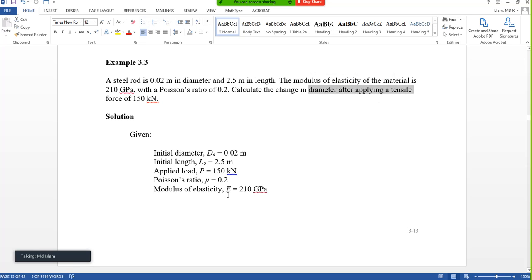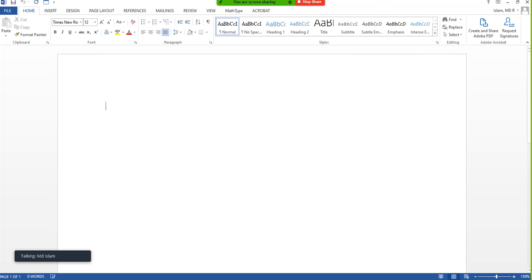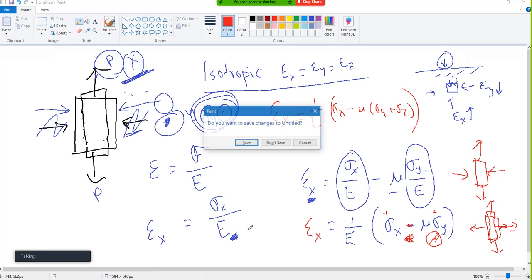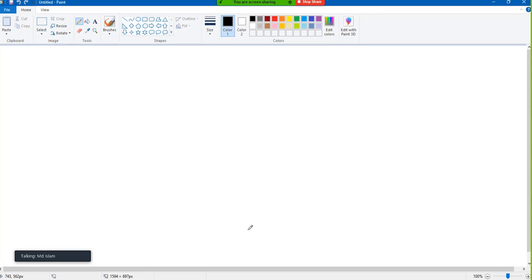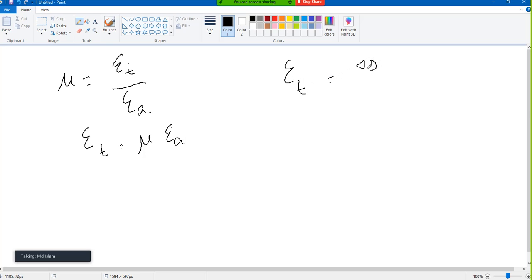So this problem is the change in diameter after applying a tensile force. Yes, something different. So what is it asking? Change in diameter. Can you remember when we use change in diameter? It is lateral strain divided by axial strain. So lateral strain is mu times axial strain. Or simpler, I do not need to use this equation. Lateral strain is delta D divided by original diameter. So change in diameter will be epsilon T times D naught. So if you know D naught and you can find epsilon T, you are done.